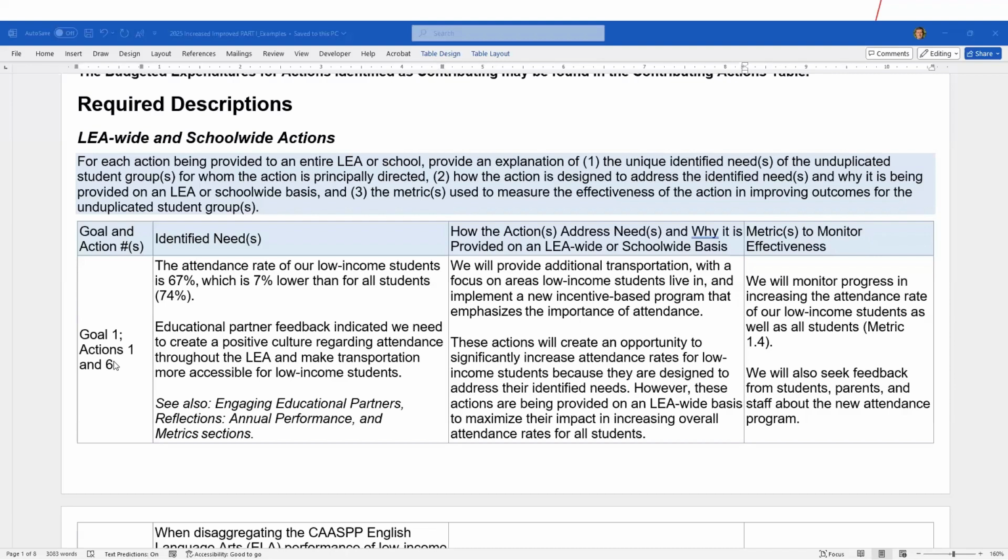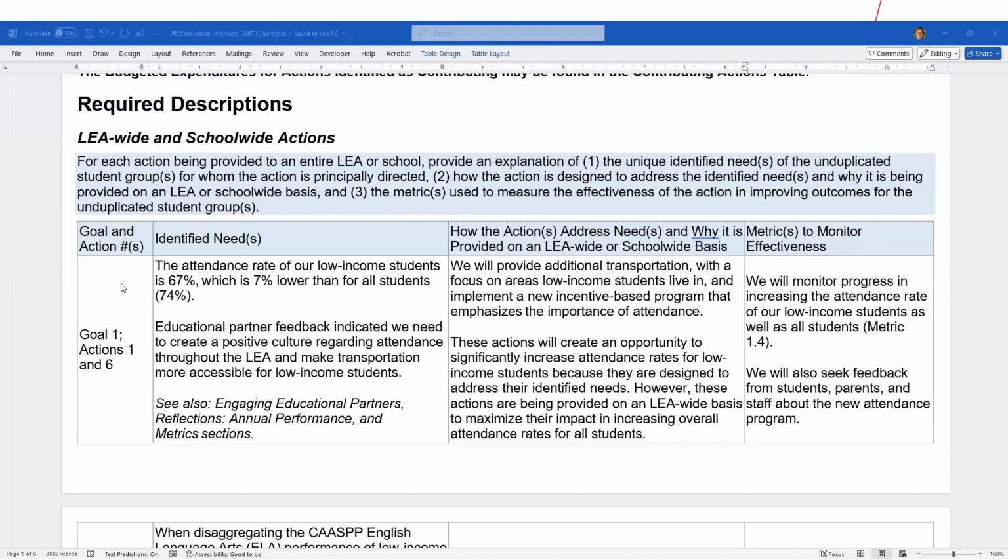Yay. So in this case, because goal 1, actions 1 and 6 are meeting the same needs, we've grouped them together in the explanation. You can do them separately. You can say goal 1, action 1 and goal 1, action 6 and do separate explanations, but you can also combine them like we did in our example.